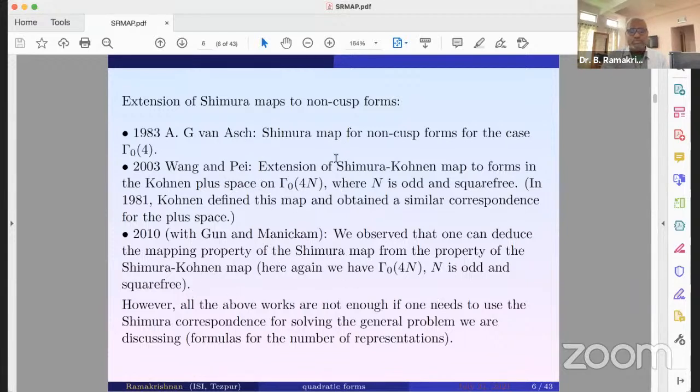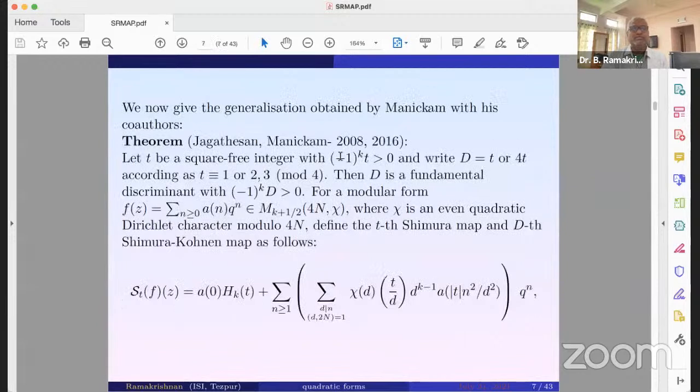However, these works are not sufficient if you want to use this method to get this kind of formula in general, for which we make use of results obtained by Manickam with his co-authors, extending these results to more general n. So t is a square free integer with (-1)^k t positive, and d is either t or 4t depending on t being 1 or 2 or 3 mod 4. So d is a fundamental discriminant with (-1)^k t positive.